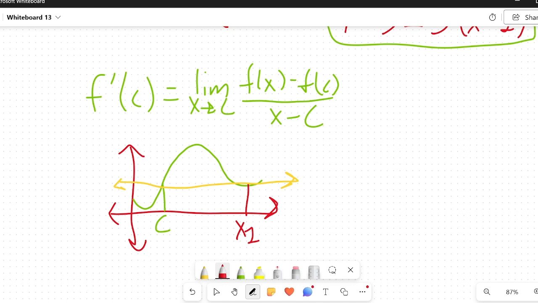And then our limit essentially says we will bring this closer and closer. As we bring it closer and closer, the secant line will start to approach the tangent line at c, the instantaneous slope at c, right?